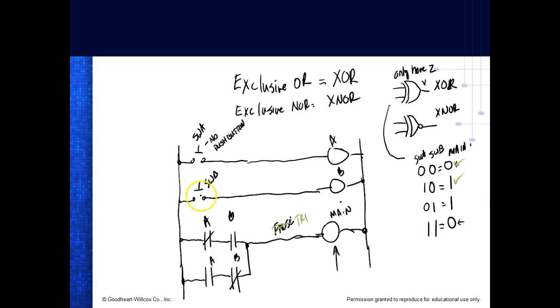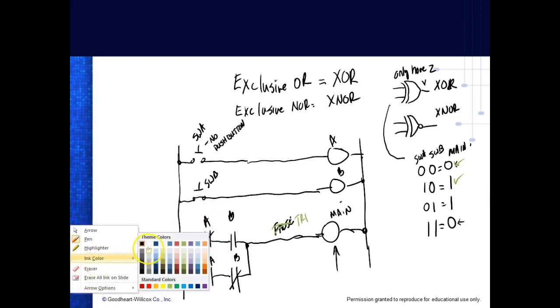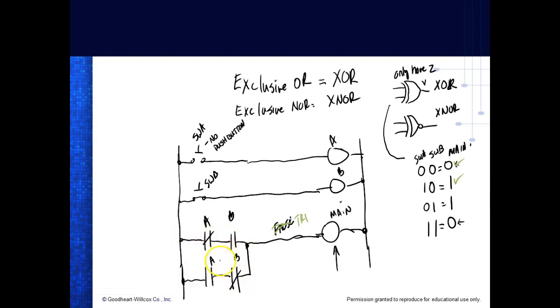So now what we're going to do is we're going to close switch B. As soon as I close switch B, then this contact is going to close, this contact's going to open. So now we got a path through here, right? The rung is true. That takes care of that.